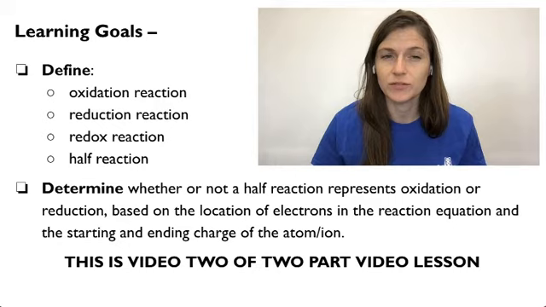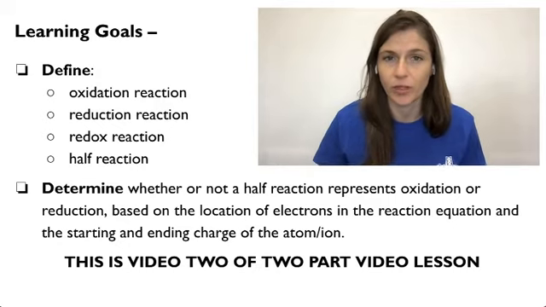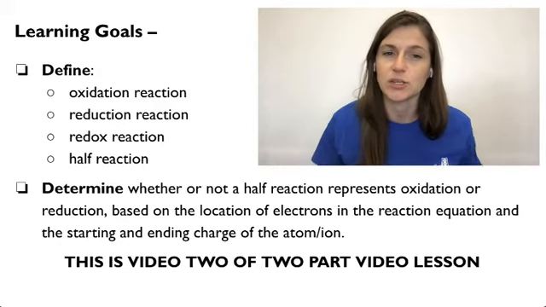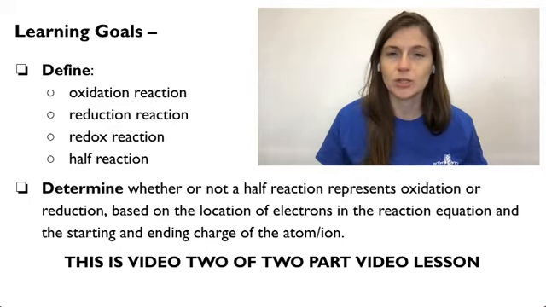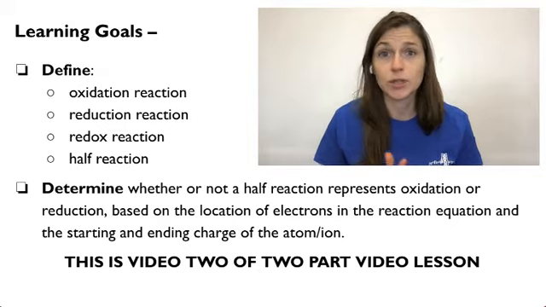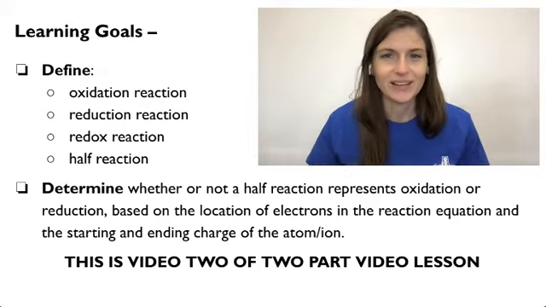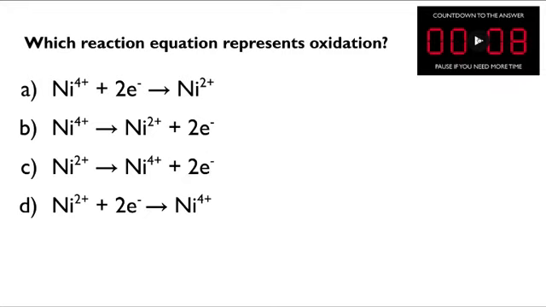We're going to make sure we've done lots of practice problems to determine whether or not a half reaction represents oxidation or reduction, using the location of the electrons in the reaction equation and the starting and ending charges of the atom or ion. So we're just going to do lots and lots of practice now. Let's get to it. First practice question.